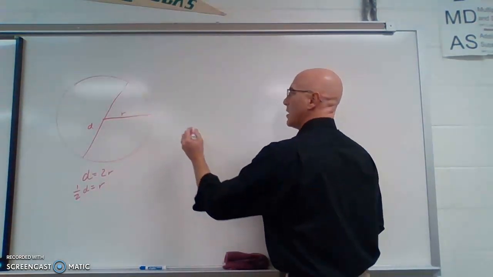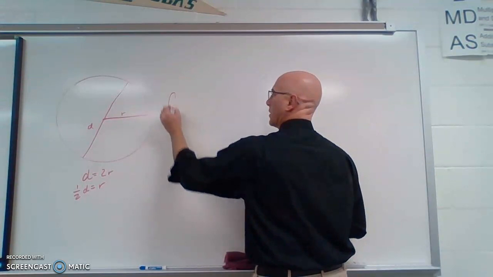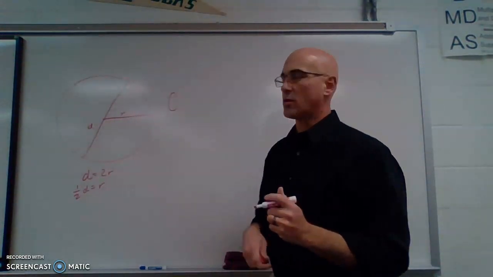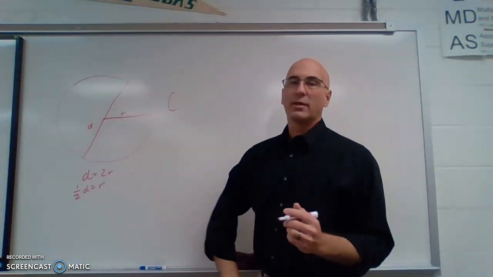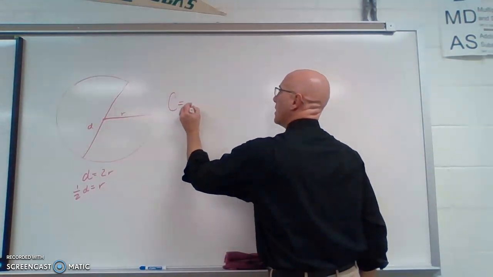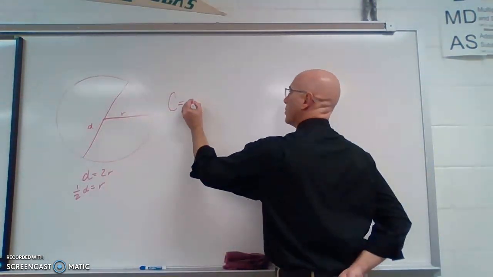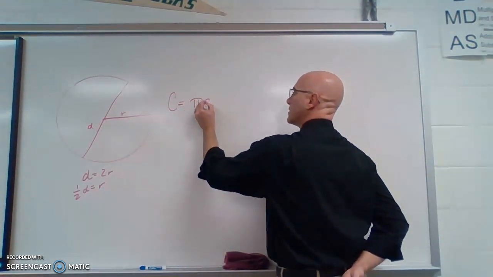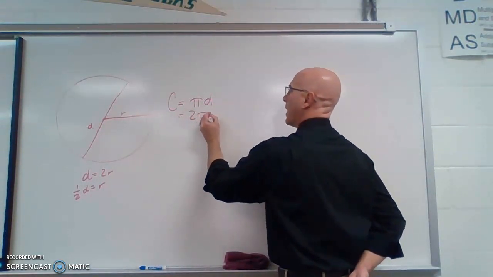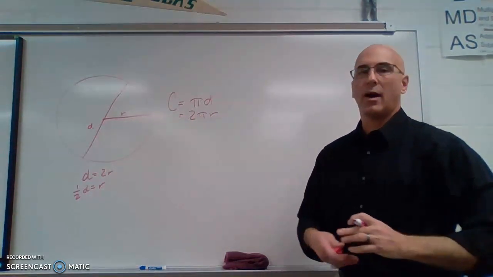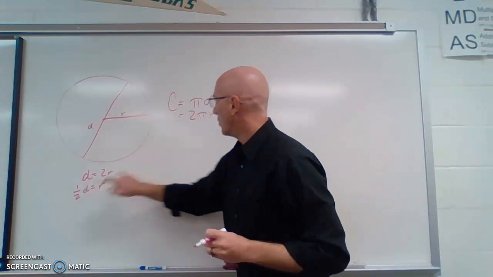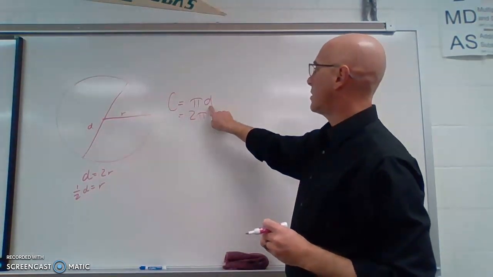So the first formula that we will be using is for the circumference. The circumference is the distance around the circle. That's indicated by a capital letter C for circumference. That is indicated 2 ways. You can either say pi times the diameter or 2 times pi times the radius, 2 pi r. So just remember, as we said over here, 2r equals d.